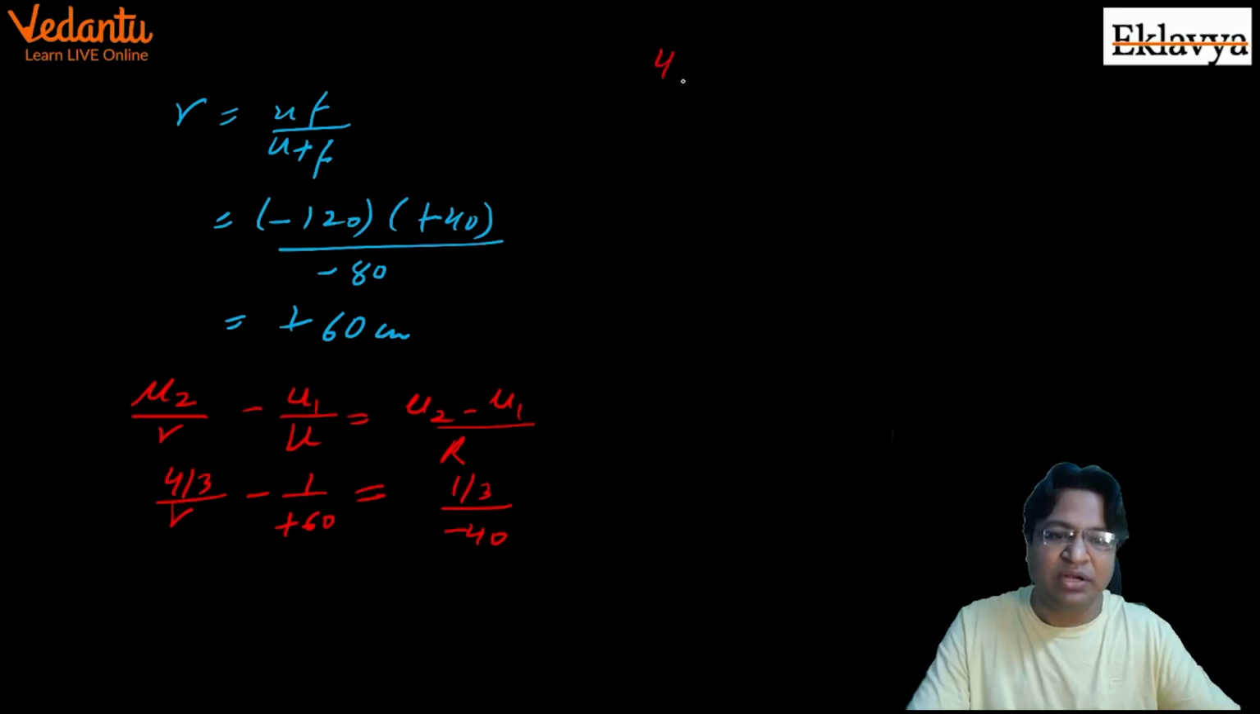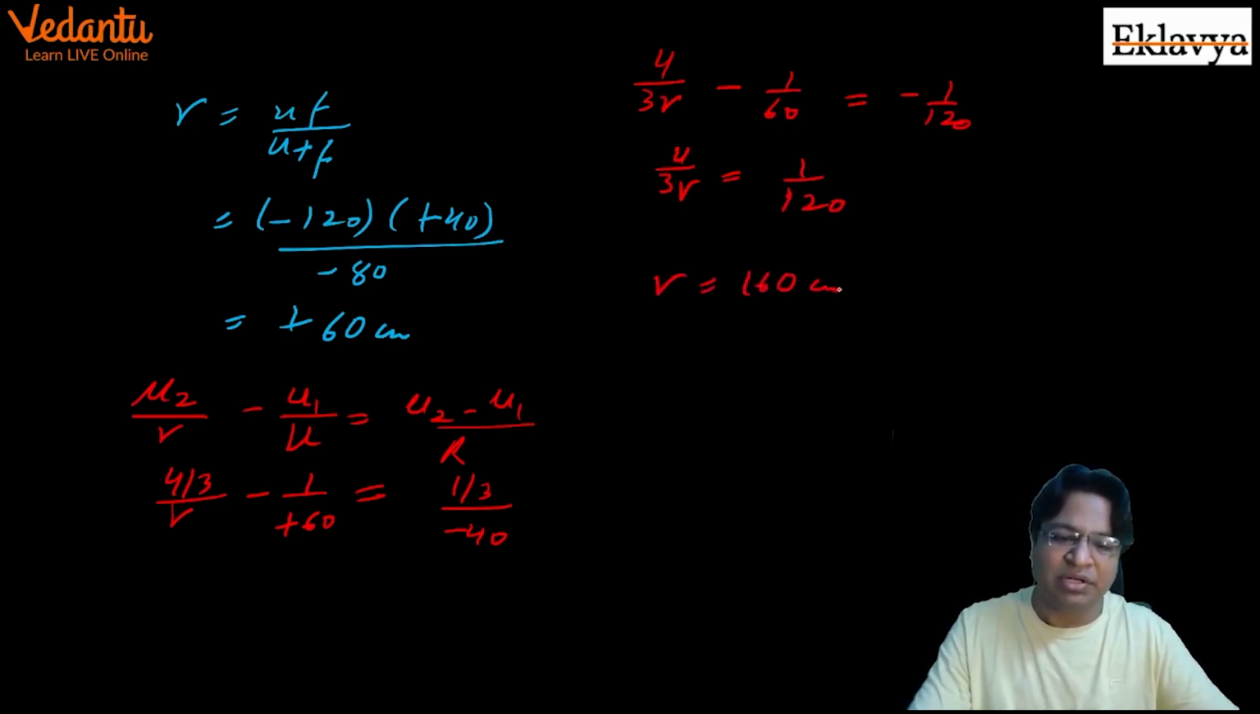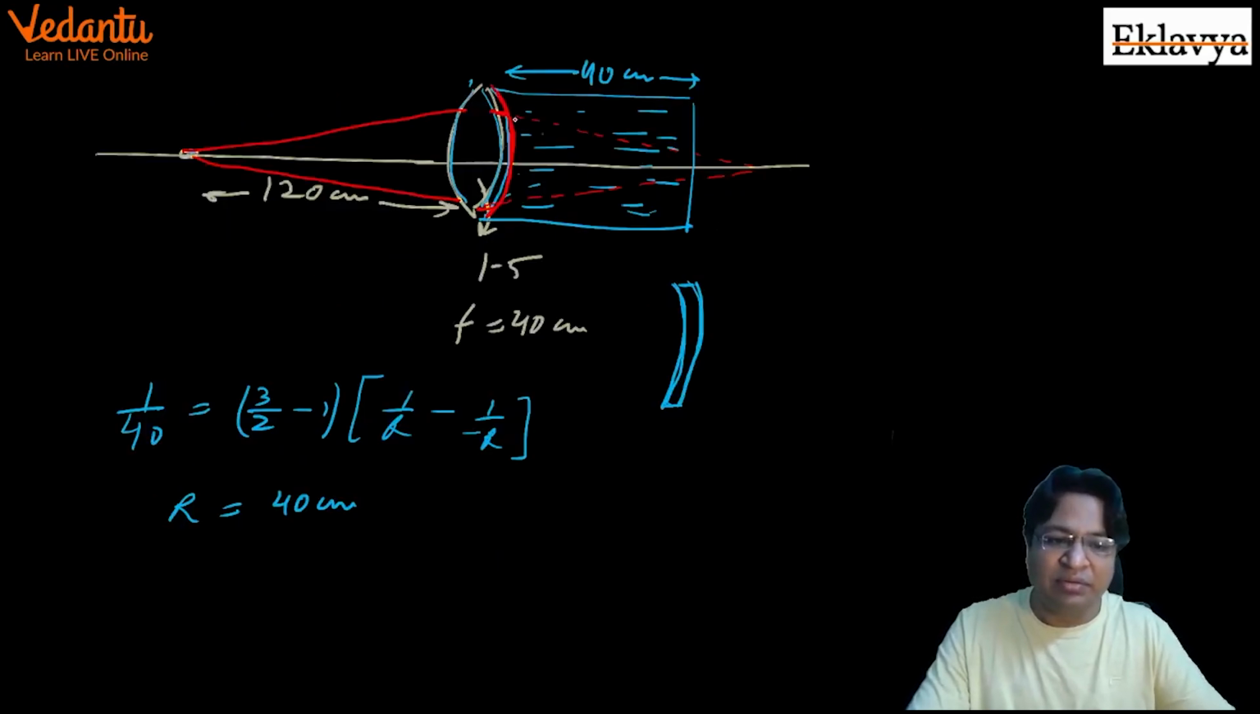All right, so this is the equation we are getting. On solving this, we will get 4 by 3V minus 1 upon 60 is equal to minus 1 upon 120. So 4 by 3V is equal to, this will go on the other side, it will become 1 by 60 minus 1 upon 120 is what it will become. So the value of V would be 160 centimeters. So after the rays refract at this curved boundary, the rays are then headed towards a point which is at a distance of 160 centimeter.